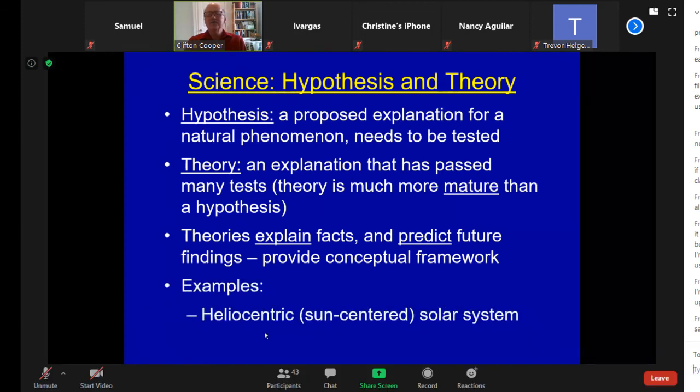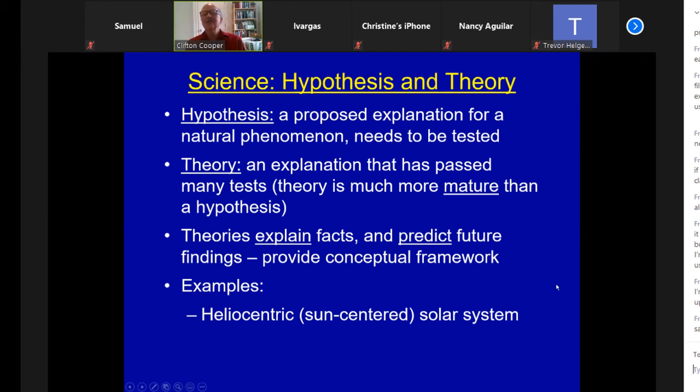Here's one. This is the theory that put the sun at the center of our solar system. How did we used to think the cosmos was oriented? What did we used to think was at the center of the universe? The Earth. Would that work as a roadmap for sending a probe, say, to Jupiter?